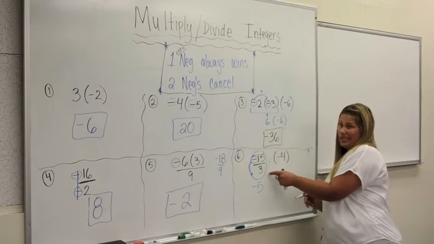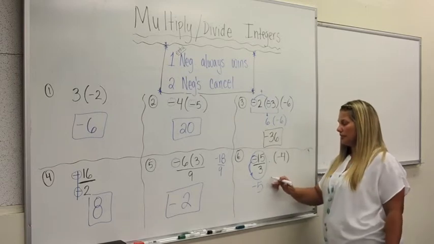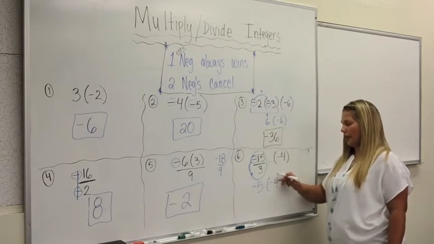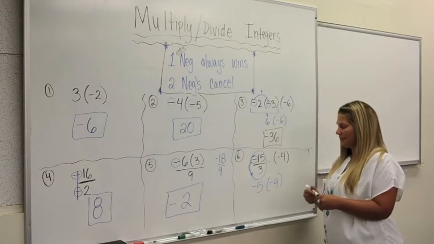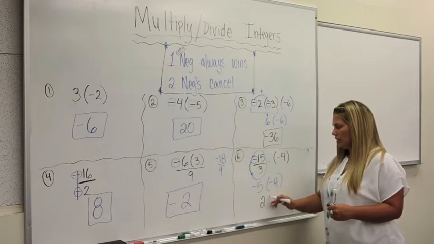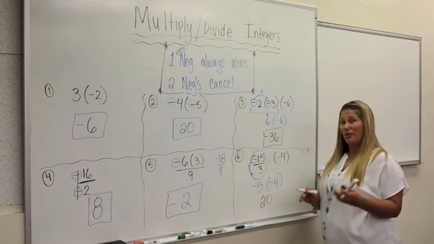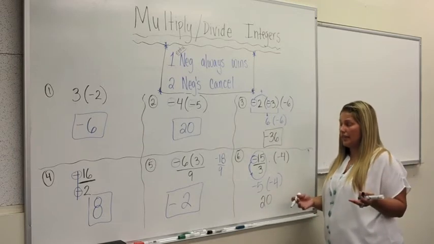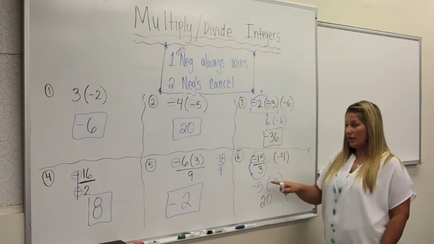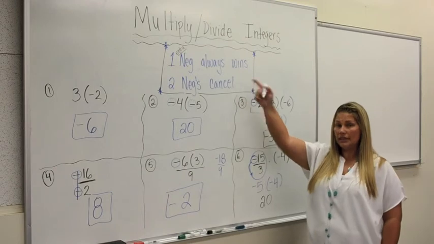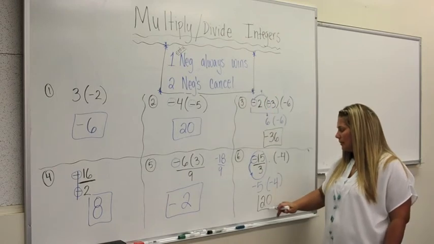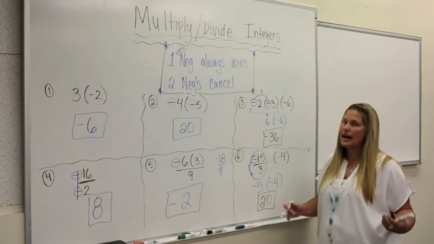But don't forget this guy over here. You're still multiplying negative 4. So when I'm multiplying 5 times 4, I just get 20. But how do I know if it's positive or negative? Well, I have 2 negatives that are multiplying. And remember, 2 negatives cancel out, which just makes this right here a positive 20.